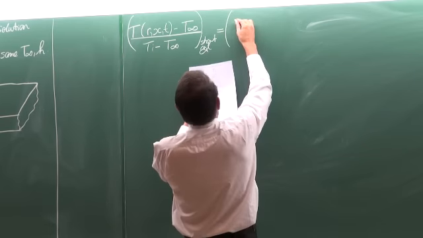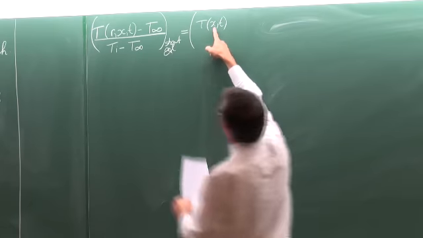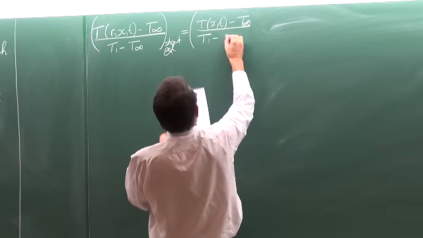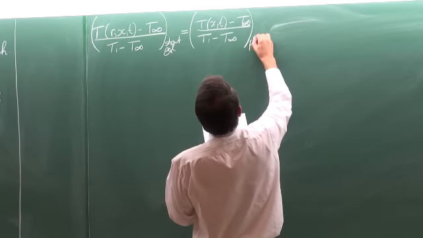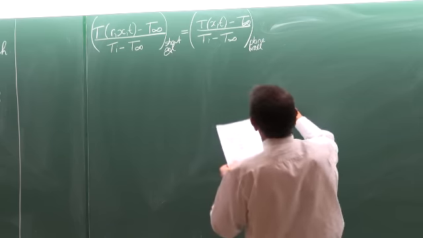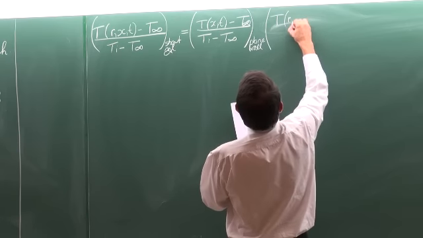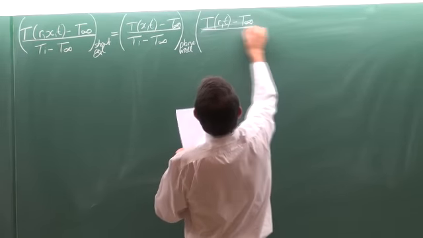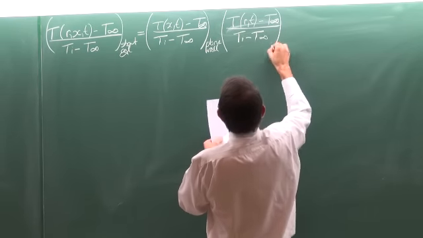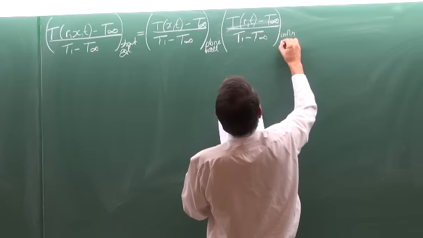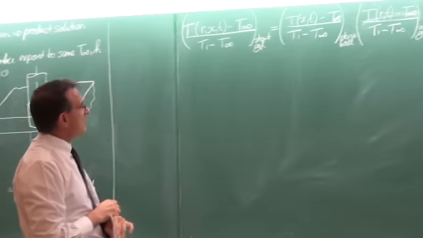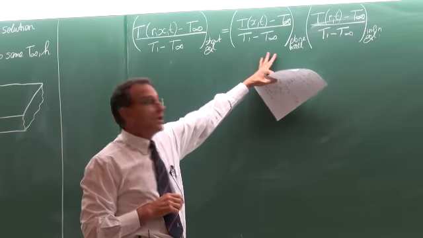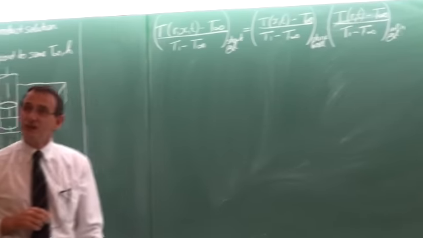is equal to the temperature of x and t, so it's only of x and time, minus T infinite divided by the initial temperature minus T infinite of a plane wall, multiplied by the temperature as a function of R and T. So it's only a function of radius and time, minus T infinite divided by T initial minus T infinite of an infinite cylinder. So the non-dimensionalized temperature of a short cylinder would be equal to the non-dimensionalized temperature of a plane wall multiplied by the non-dimensionalized temperature of an infinite cylinder.